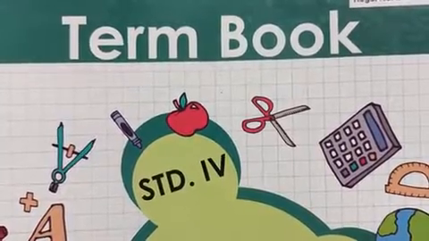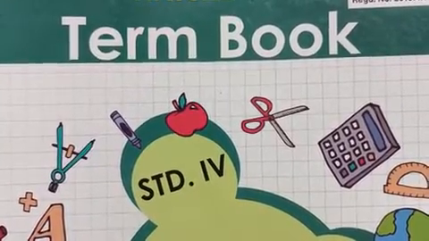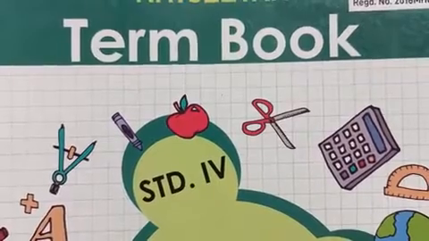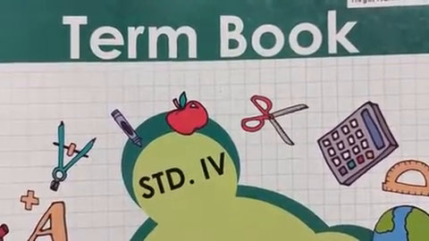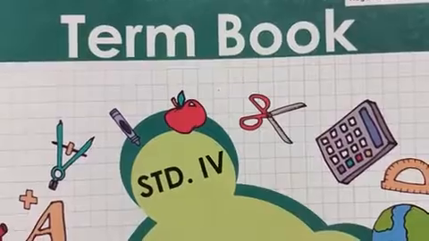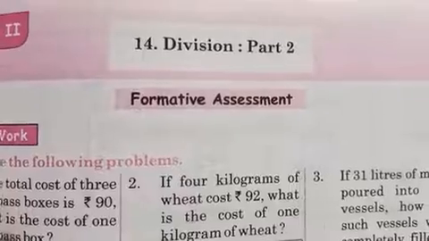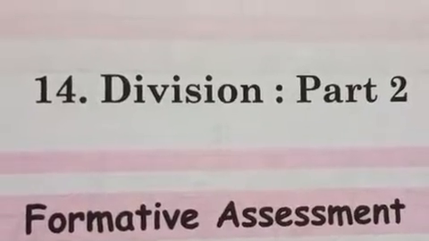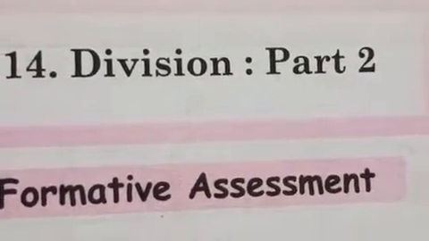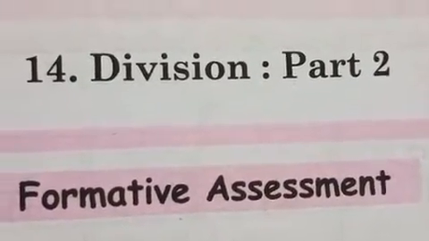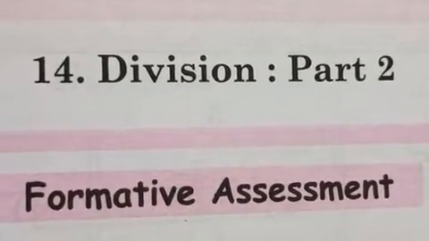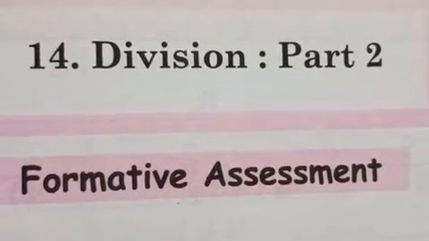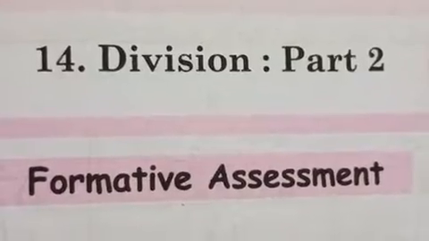I want everybody to open their combined book number 4 and the chapter, that is division part 2. So now let us proceed further with the chapter. Now students, we will begin with division part 2, chapter number 14, which is in your combined book number 4 on page number 53. So now let us proceed with the chapter.